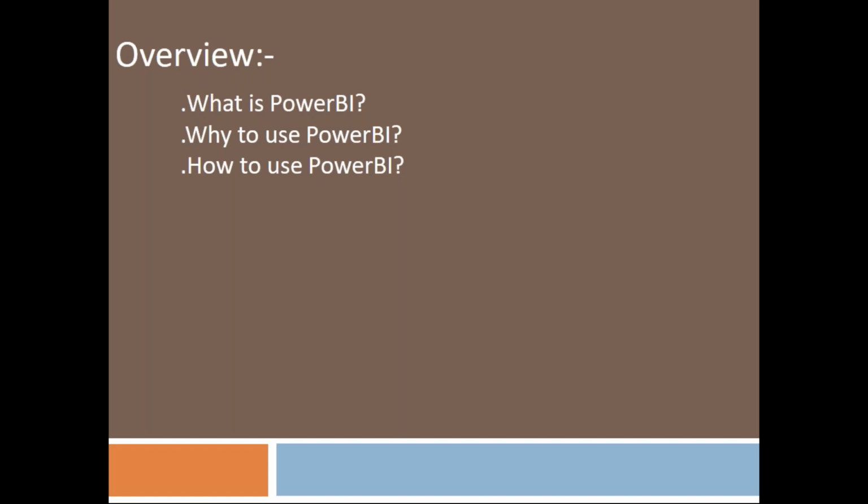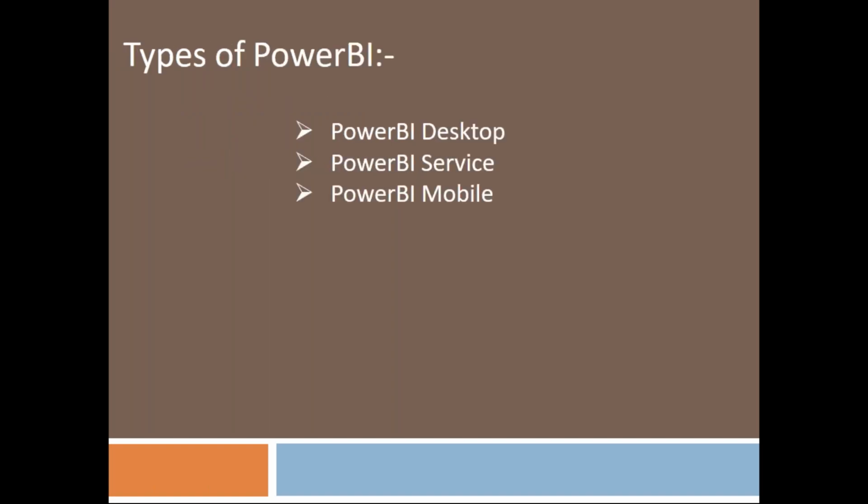The next point is how to use Power BI. Before that, we need to know the different types of Power BI. We have different platforms: Power BI Desktop, Power BI Service, and Power BI Mobile. Power BI Desktop is freely available on the internet, so you can download it and create visualizations. Power BI Service is the Power BI cloud service, used when you have created dashboards and reports in Power BI Desktop.